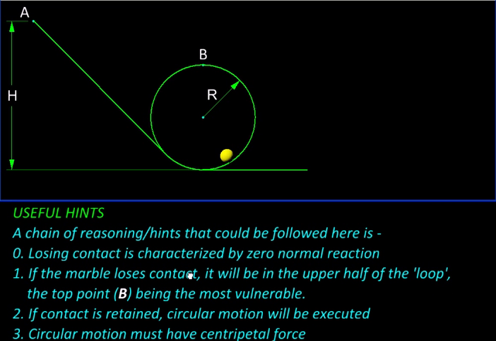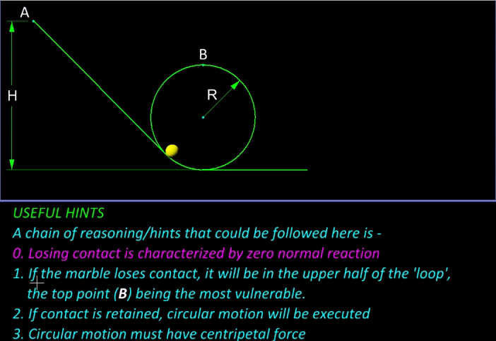First of all, how to judge whether two bodies are in contact. When two bodies are in contact, there is an action-reaction contact force pair between them. It is called normal reaction. Whenever contact is lost or is on the verge of being lost, the normal reaction would become zero.